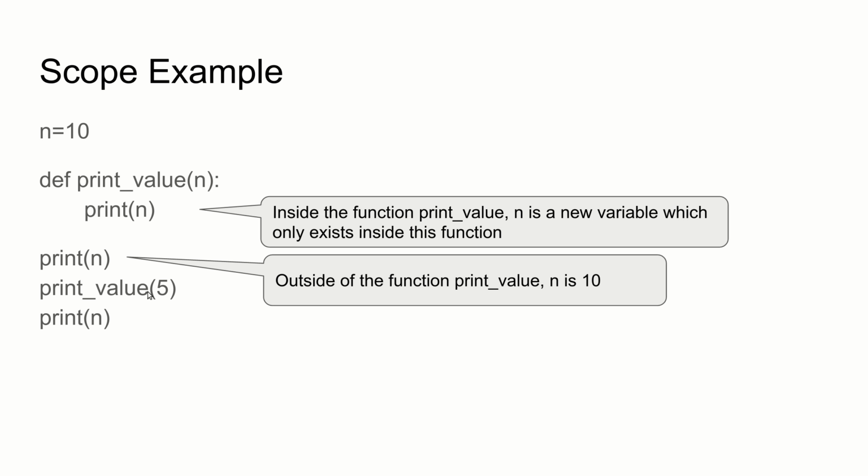Then I call print value with 5. Now it creates a new version of n that's 5, and it prints out that 5. But once I exit the function, that new version of n stops existing. We're no longer in the scope where that existed. And so I come down here and I print n again. Well, this is in the global scope, and so it's going to refer to the n that was set to be 10 in the global scope.